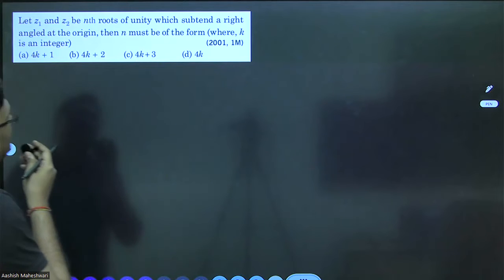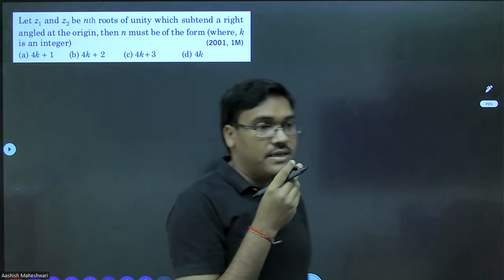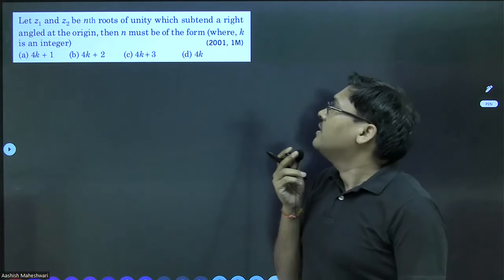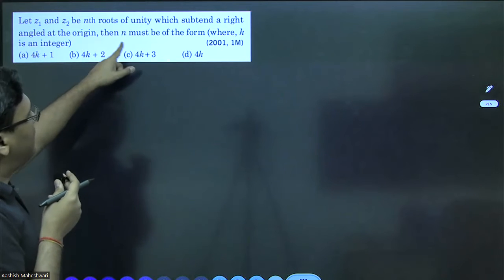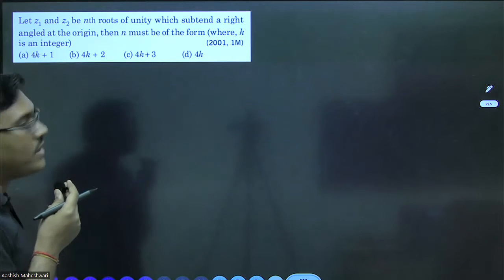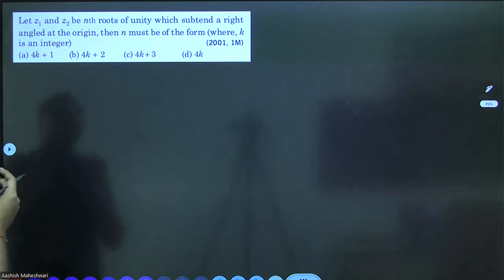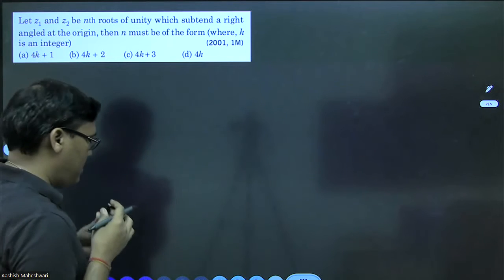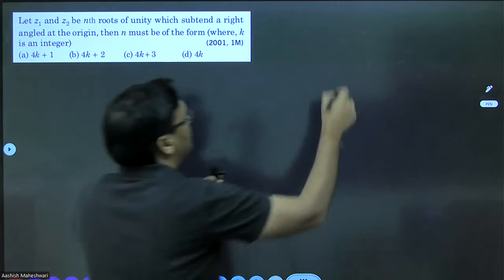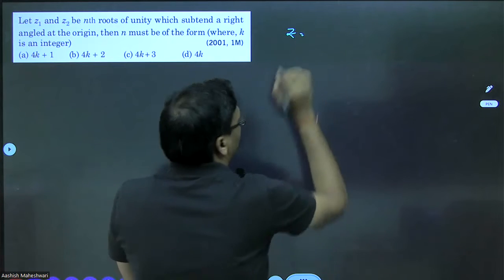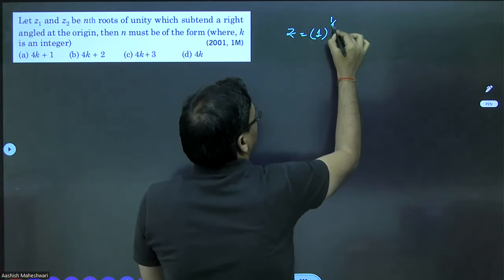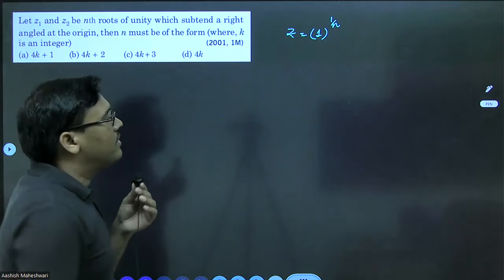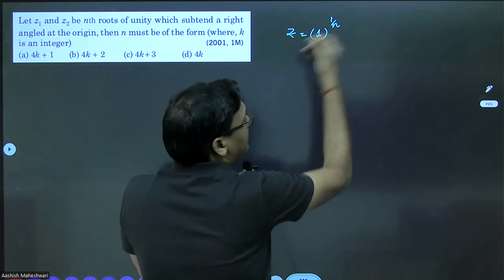Now, Z1, Z2 are the nth roots of unity which subtend a right angle at origin. Then n must be of the form... Okay, now see, Z1, Z2 are nth roots of unity which subtend right angle at origin. Now, if you just remember, any complex nth root of unity is 1 raised to 1 by n, right? So what are the values of nth roots of unity?